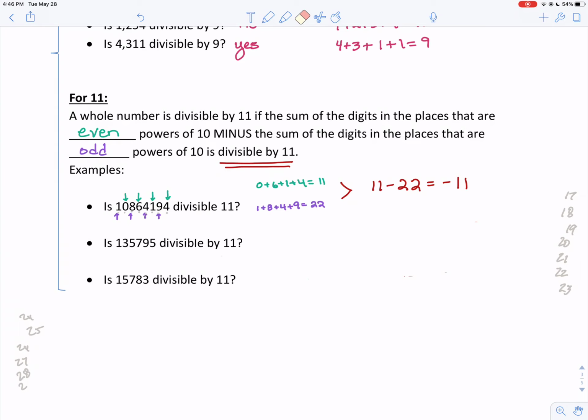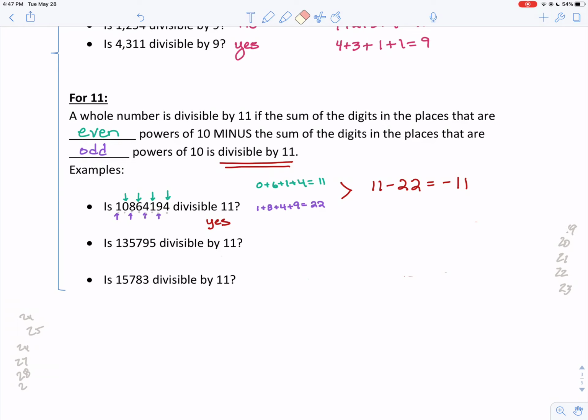So now I just subtract those numbers. 11 minus 22 gives me negative 11. You could also say 22 minus 11, and that gives you positive 11. But either way, 11 is divisible by 11. So that means that number is divisible by 11. Let's look at the second one.